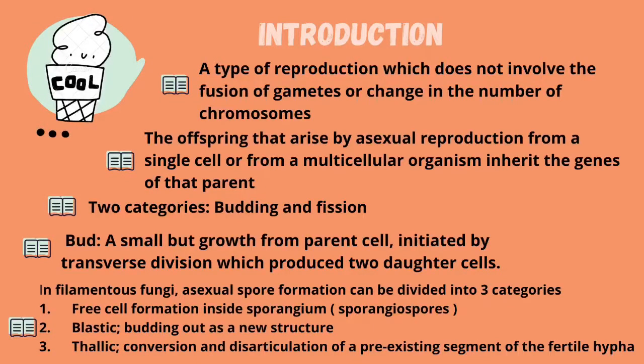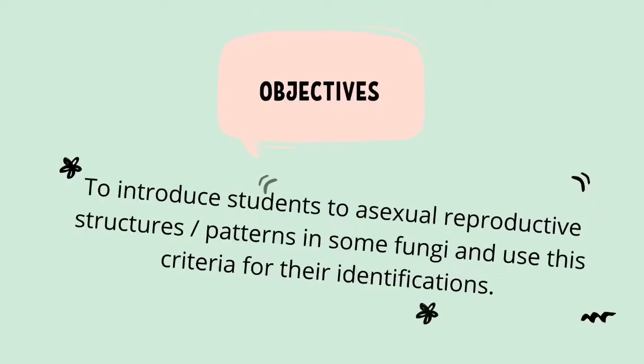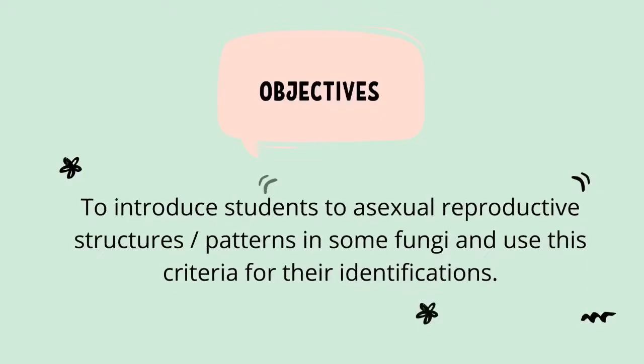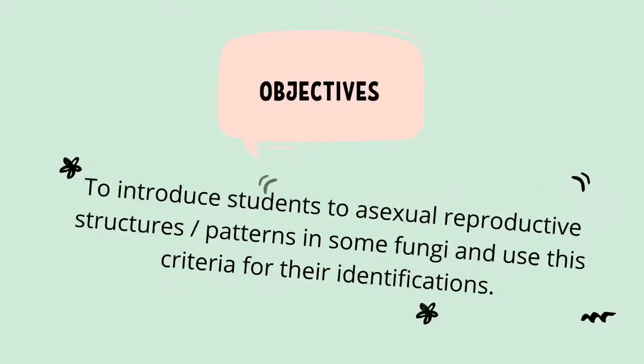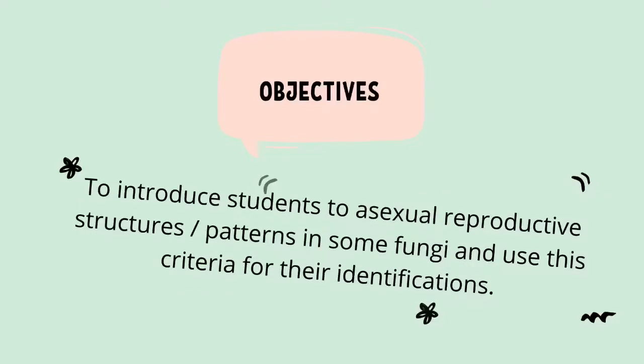Asexual reproduction is a type of reproduction which does not involve the fusion of gametes or change in the number of chromosomes. The objective of this experiment is to introduce students to the asexual reproduction structure pattern in some fungi and use this criteria for their identification.